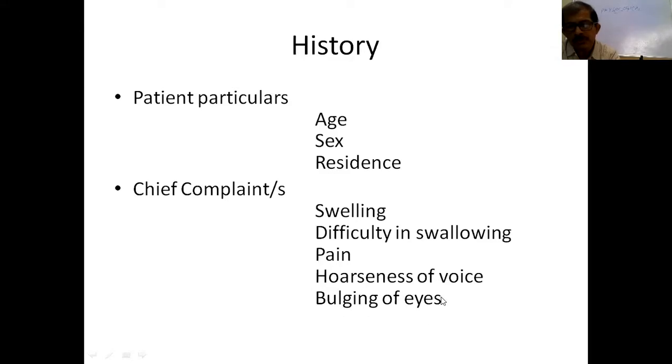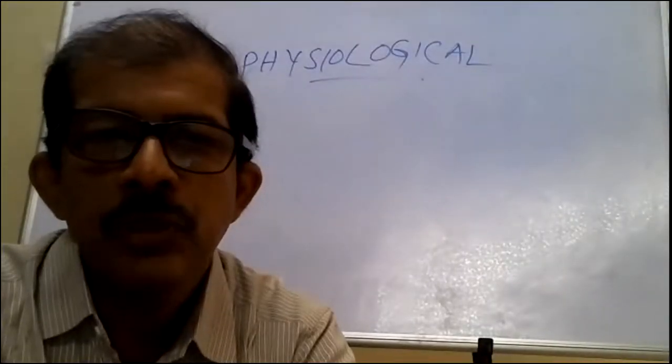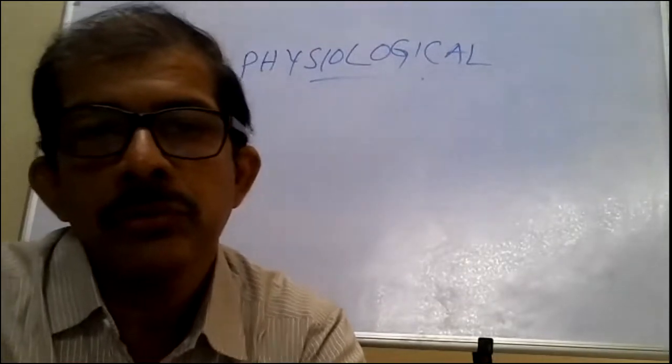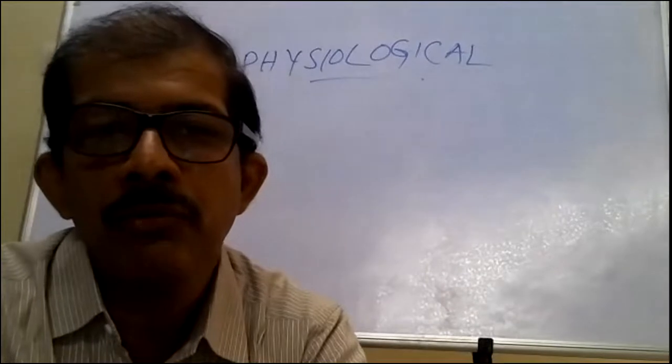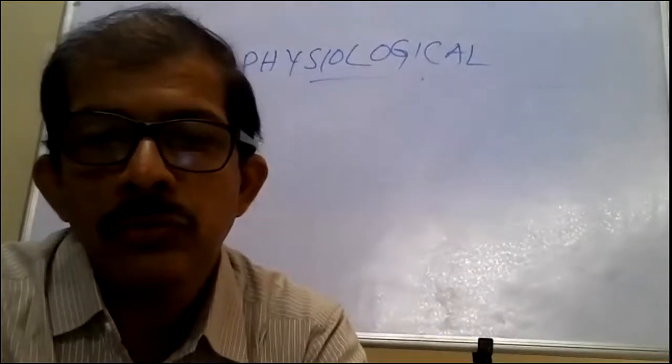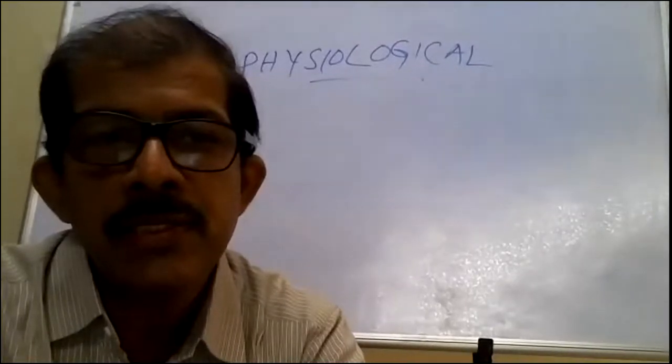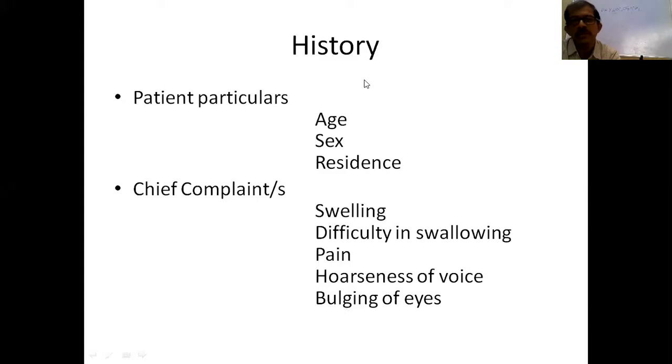Then bulging of eyes. This is in the language of the patient I have written. So what do we call this? Bulging of eyes. Yes. So exophthalmos, good. So it is exophthalmos. So many have volunteered to tell. Nice. But you have to write in the patient's words only in history. So bulging of eyes, the patient may complain. So once again, the chief complaints will be swelling, difficulty in swallowing, pain rarely, hoarseness is very significant, and whenever there is toxicity, there may be bulging of eyes.